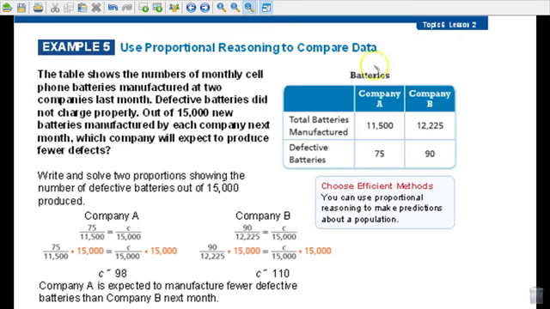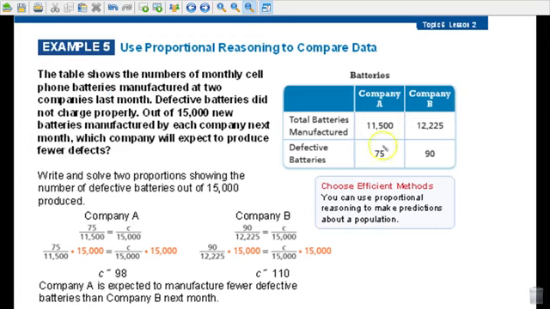Use proportional reasoning to compare data. Now we have to do proportions for company A and company B. So the table shows the numbers of monthly cell phone batteries manufactured at 2 companies last month. Defective batteries did not charge properly. Out of 15,000 new batteries manufactured by each company next month, which company will expect to produce fewer defects?